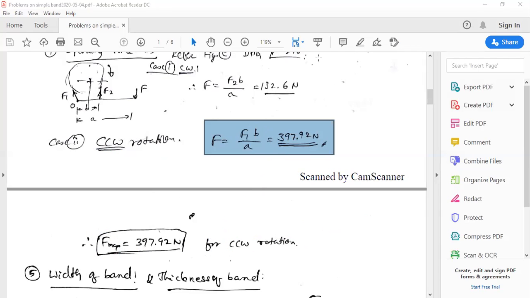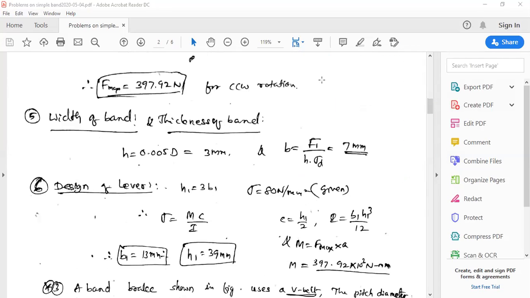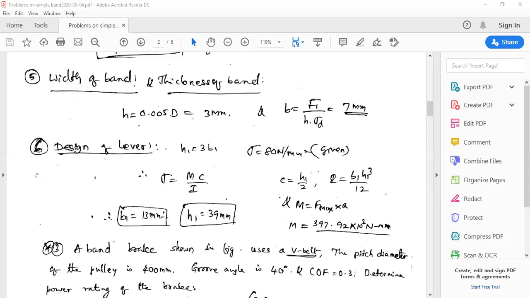Once you get that value, the next step is to go for the width of band determination. So the thickness of band is given by h equal to 0.005 times d, and that is nothing but 3 mm. We also have another equation for the width of band. So this is the thickness equation, that is thickness of the band, and this equation is related to the width of band.